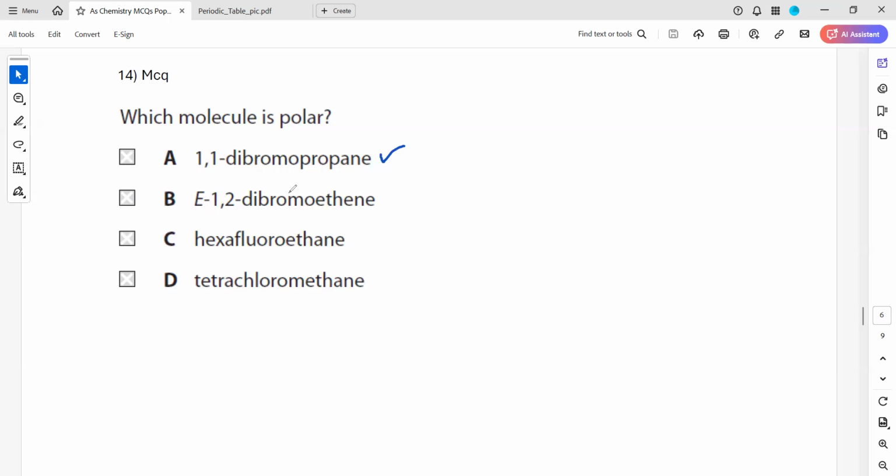E-1,2-dibromoethane. So it's dibromoethane. Eth means 2 carbon and E means it's a geometrical isomer. If it was Z, it means they are attached on the same side. But if it is E, so this is Br. One Br is attached up, one Br is attached down. So this is E-1,2-dibromoethane. So this molecule is having a symmetry. When I divide, yes, it does have a symmetry.